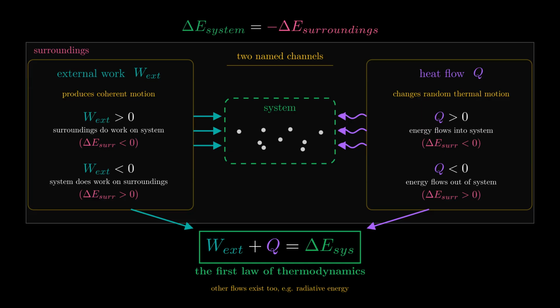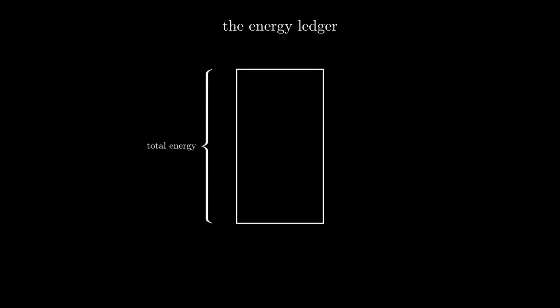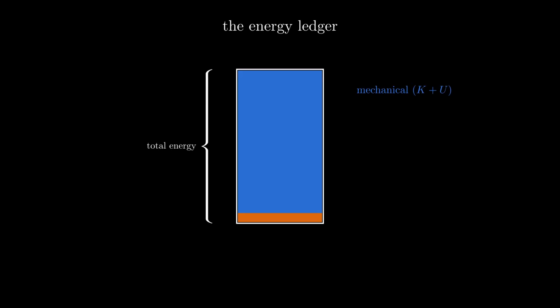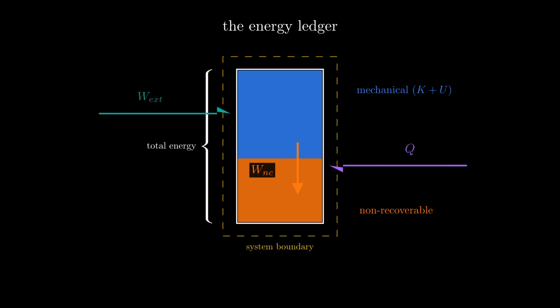Other forms of energy can enter as well, radiative energy, for example, but work and heat are the two flows the first law names. Step back and read the whole ledger. Conservation of mechanical energy was one column, kinetic plus potential, constant only while every internal force is conservative. Non-conservative forces move energy out of that column into non-recoverable form. External work and heat carry energy across the system's boundary. Through all of it, total energy balances exactly.